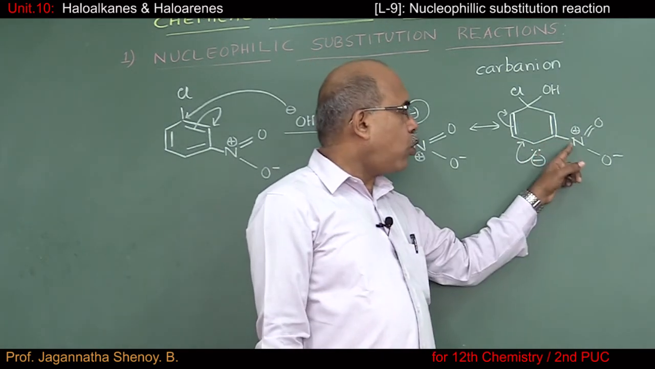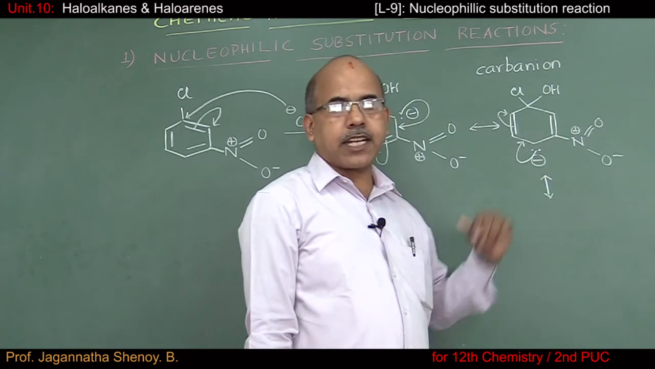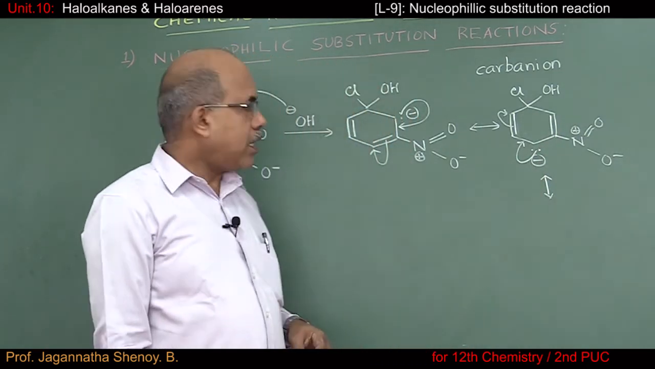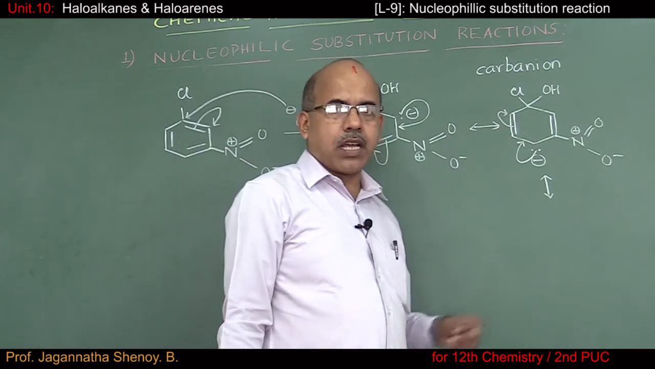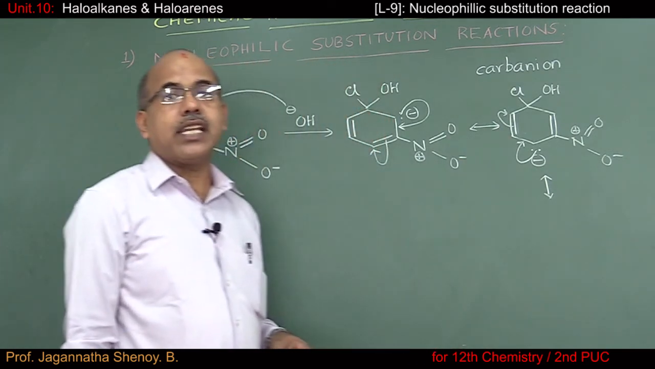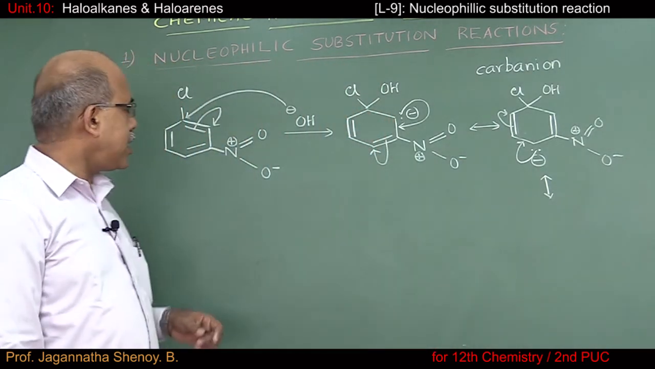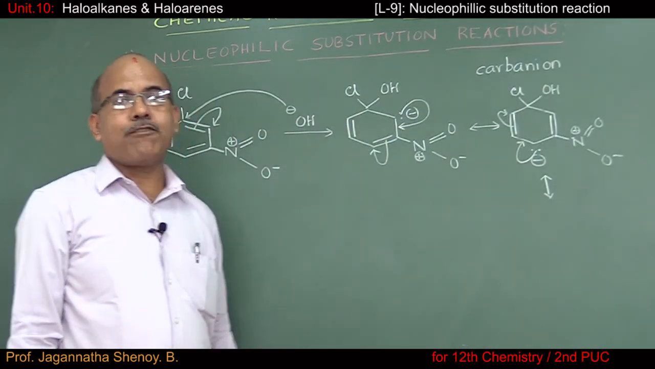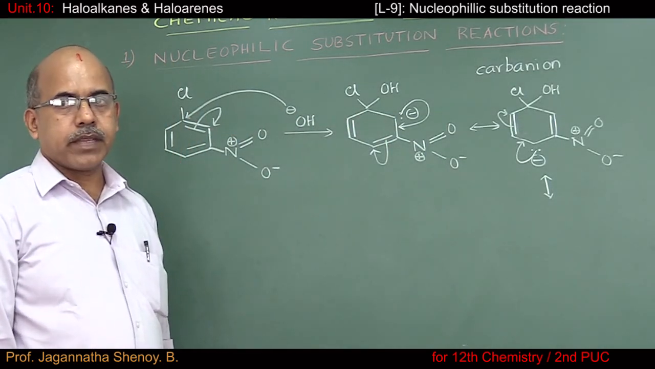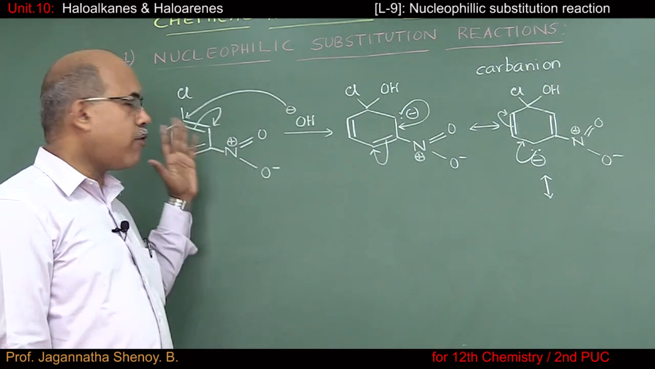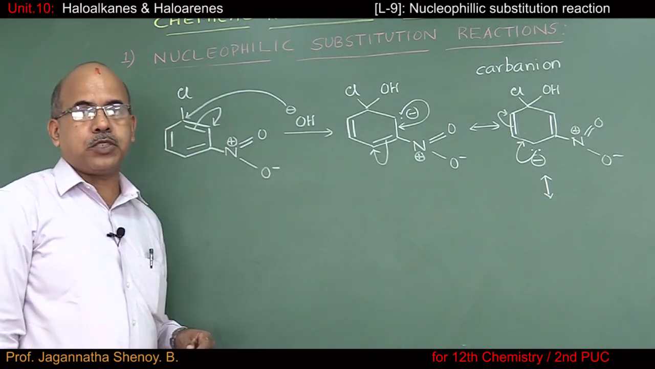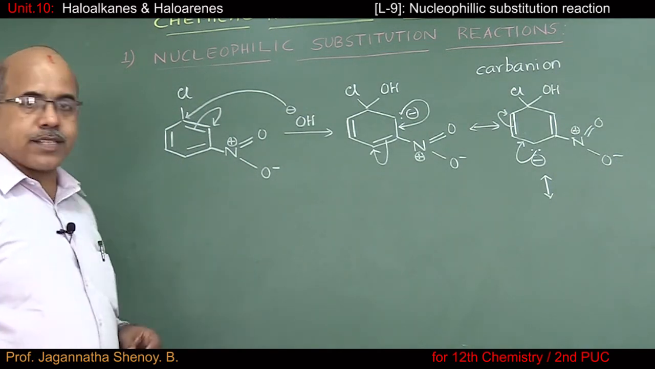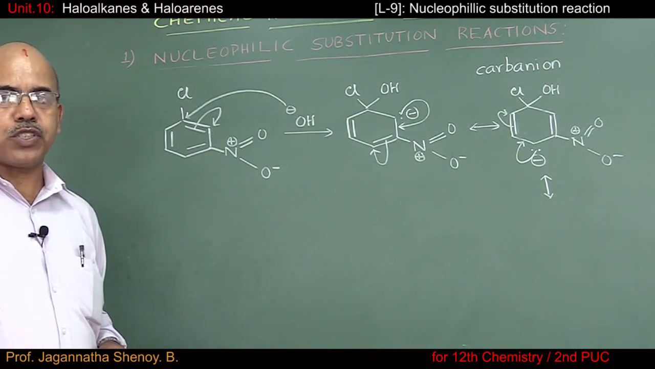That's why NO2 group is not very effective in causing the dispersal of the negative charge. In other words, the stability of carbanion is not increased. It's for this reason the reaction does not proceed in the forward direction favorably. It's for this reason, presence of NO2 group at meta position does not increase the reactivity of haloarenes towards nucleophilic substitution reactions.